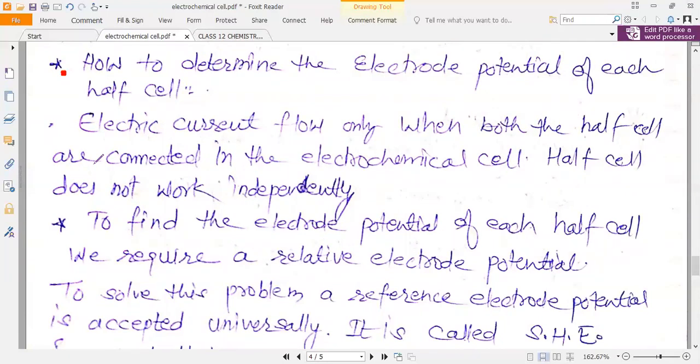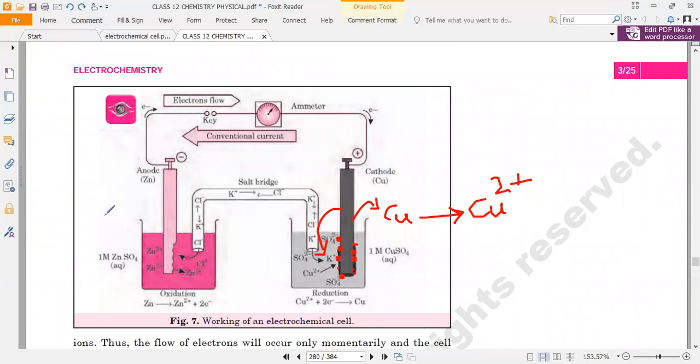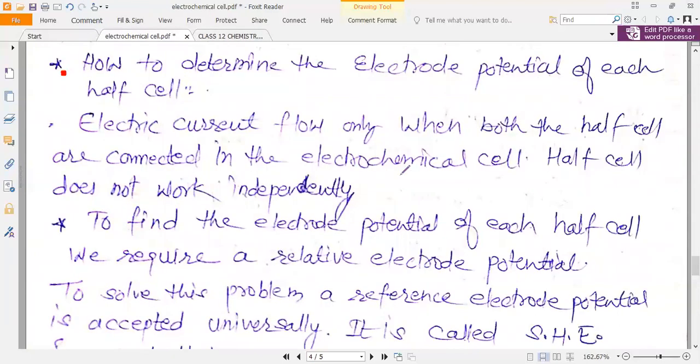Electric current flows only when both half cells are connected in the electrochemical cell. This means if we want to take electric current from the electrochemical cell, then we have to connect both the half cells with a conducting wire. Then only we can receive electric current from the electrochemical cell. By simply putting or taking a half cell, we cannot get electric current.